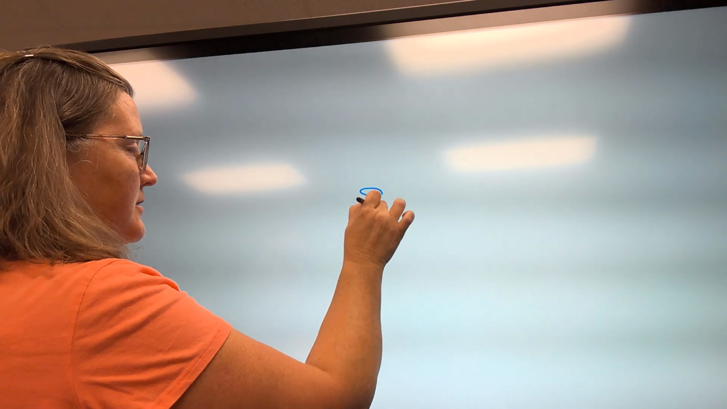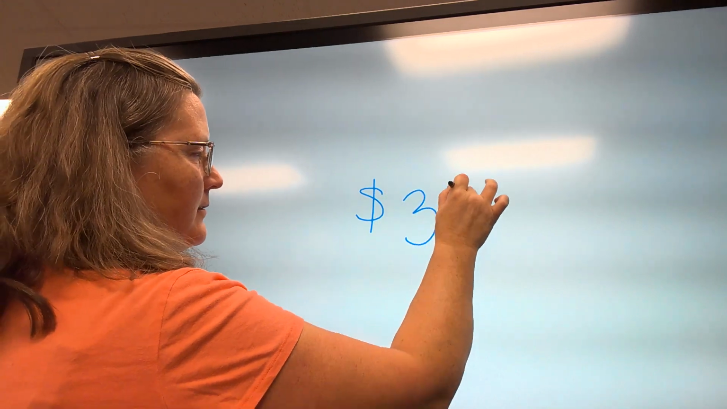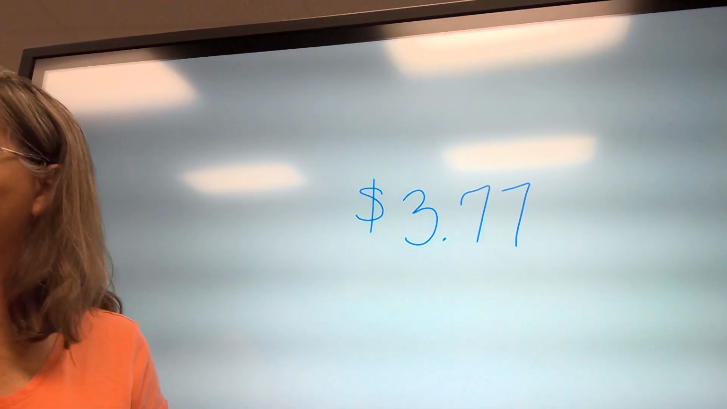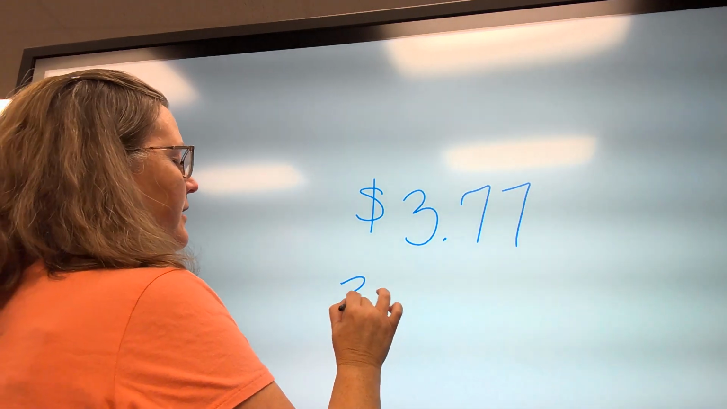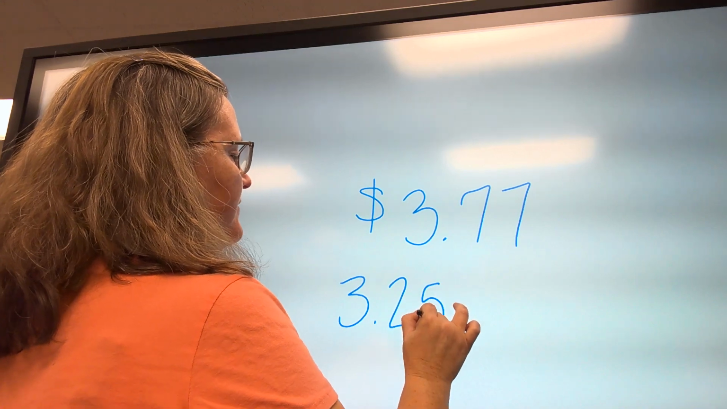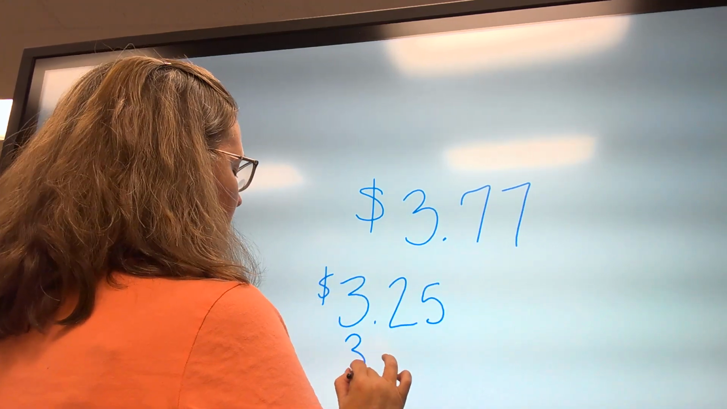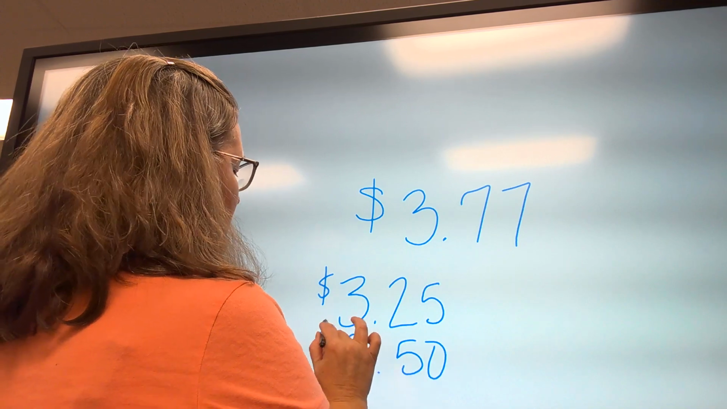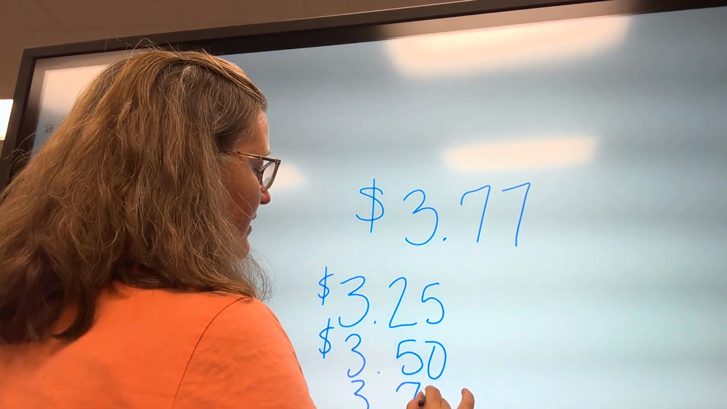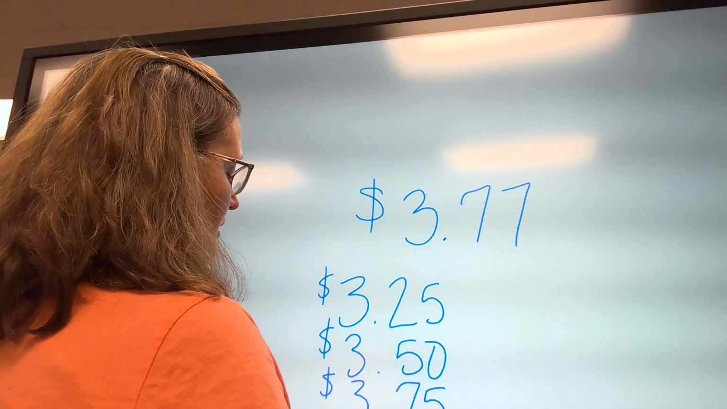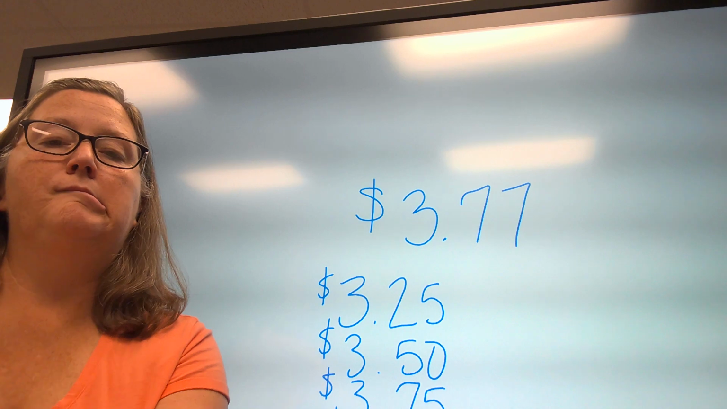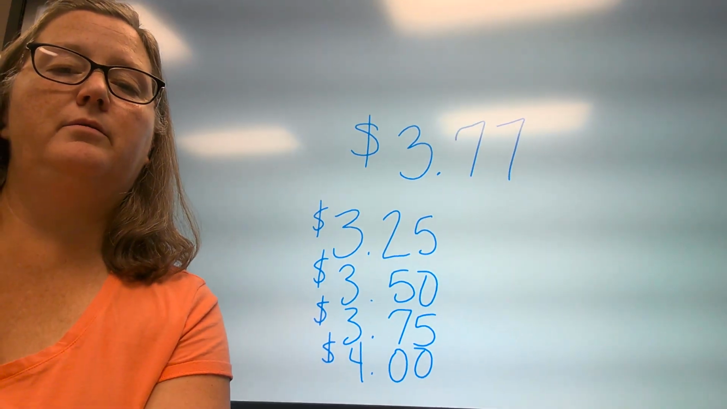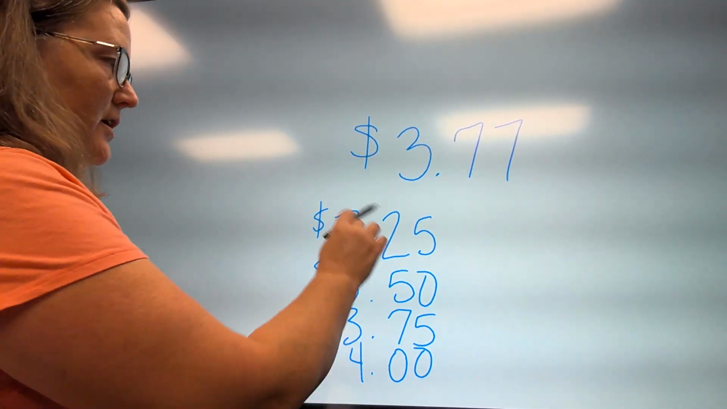All right, example 4 says round each amount of money to the nearest 25 cents. So our choices are $3.25, $3.50, $3.75, or $4. Okay, move you down, there you go. Those are our choices.